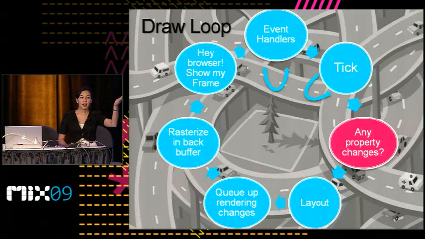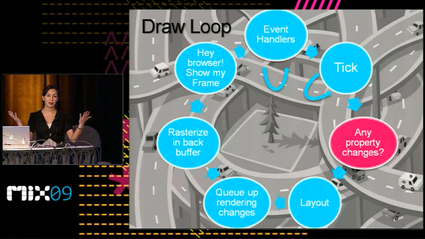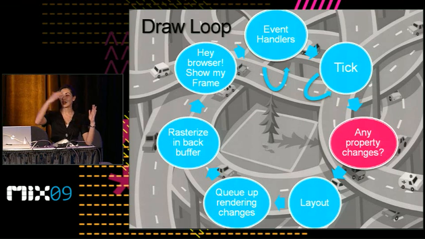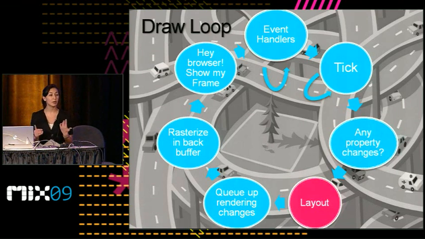So we identify what the property values are at that point in time. So in the example before, it was projection. We evaluate what it is at that point on the clock. And then we run layout.